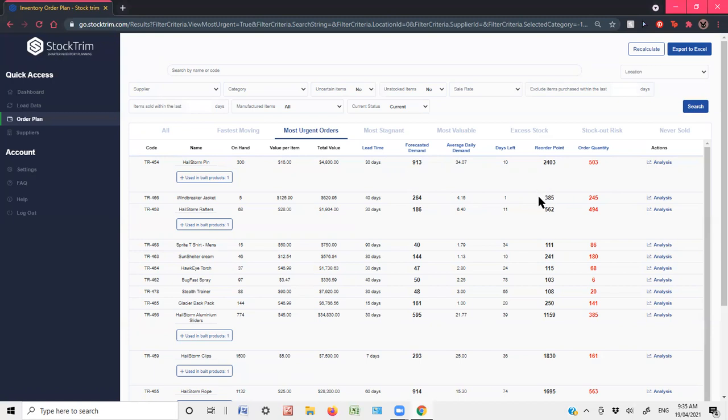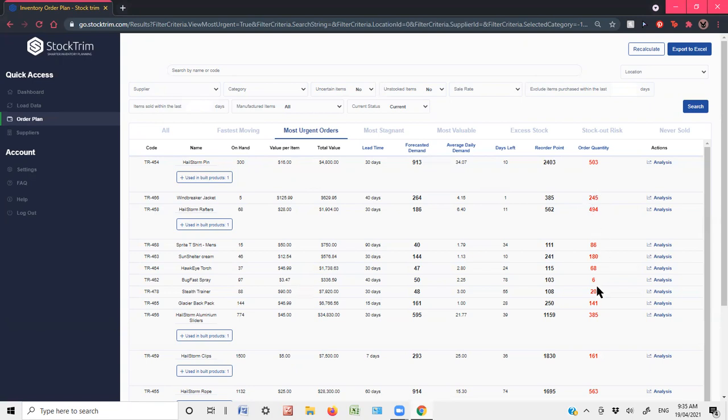StockTrim has worked out a reorder point. So this is where we should have started reordering stock of 385 units for the SKU. And because we're well below that amount at 5 units, StockTrim is now saying that our recommended order quantity is 245 units. So we're recommending that you go away, order 245 units, and by the time that stock arrives, you'll have enough stock on hand to get through the upcoming sales period.